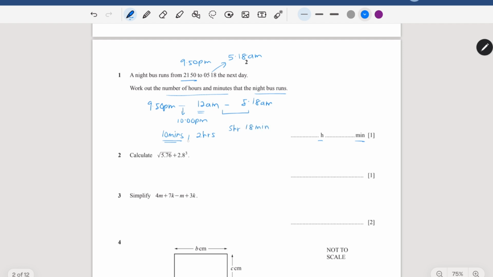Now all we have to do is just add everything together. So you will get 5 hours plus 2 hours is 7 hours. 18 minutes plus 10 minutes is 28 minutes.